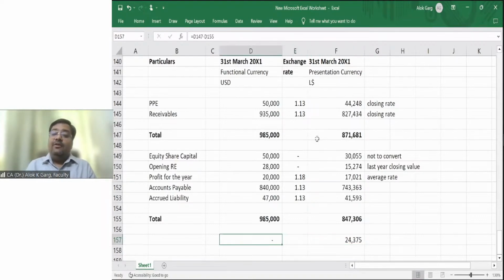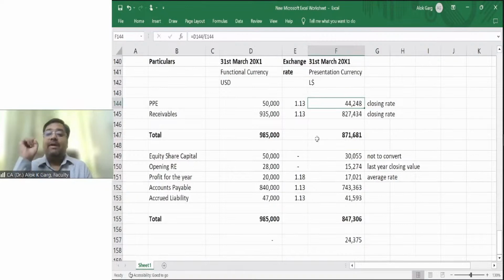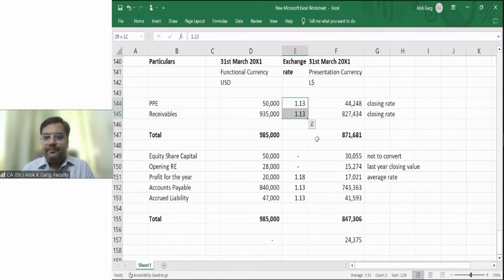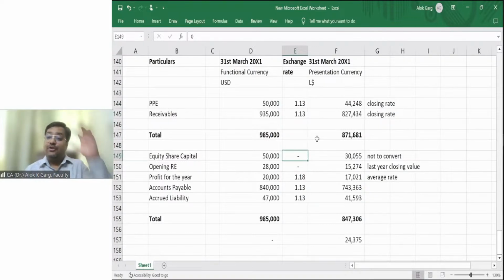If it was tallied in US dollar, why is it not getting tallied in the presentation currency? Because you can see that multiple exchange rates are being used. For assets, you have used the 1.13 closing rate. For the liability side, equity share capital, it was a historical rate, maybe 3-year, 5-year, 10-year older rate, right? Because it is a historical rate.